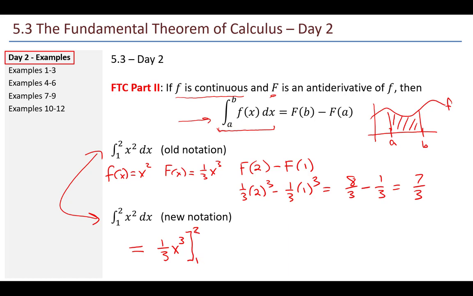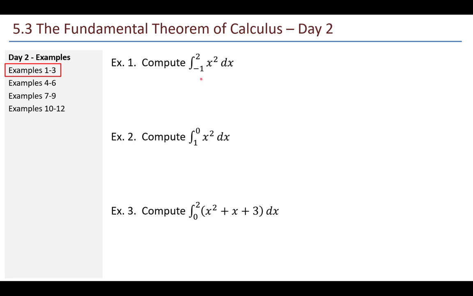So I start by putting in the 2. So this is 1/3 of 2 cubed minus 1/3 of 1 cubed, which again is our 8/3 minus 1/3, which is 7/3. So it's really the same process as before, but I avoid having to name my antiderivative capital F. That just makes things go a little bit easier. Let's do some more examples.